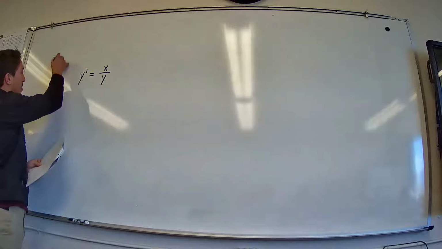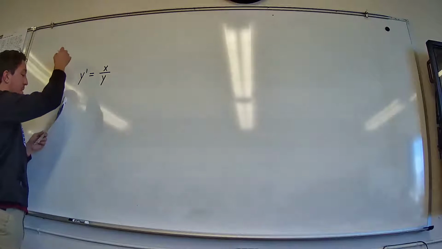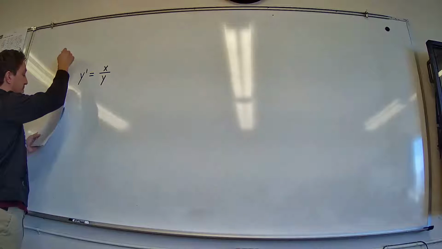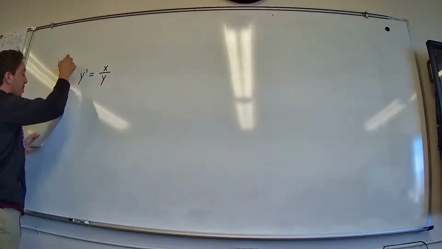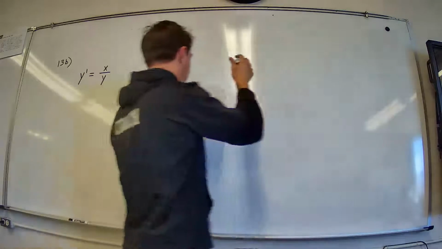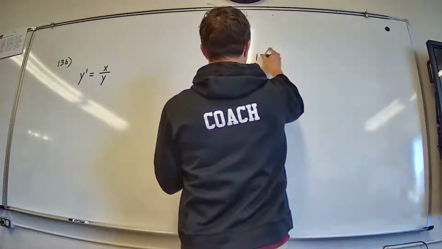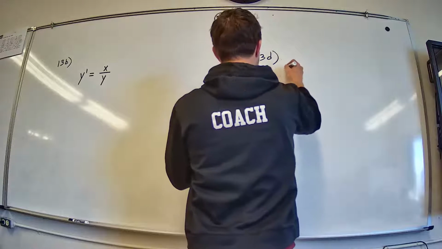I want to just do 2 more slope fields, and then I want to move on to some other lit stuff. This is 13B. And maybe let's also compare it to 13C. 13D is kind of interesting too.